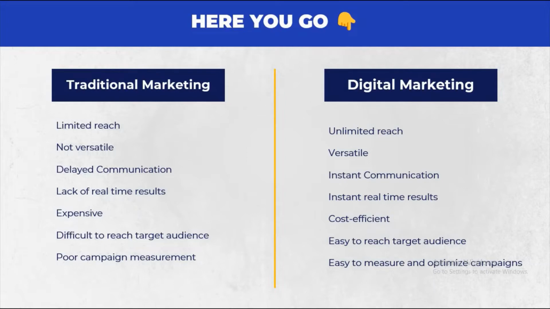And of course, traditional marketing has poor campaign measurement. You cannot really measure your campaign. Whereas in digital marketing, it is easy to measure and optimize your campaign, in the sense that when you run an ad and you see that it is not doing well, you can easily duplicate that ad and then target other people and see how far the new ad goes. Now, if the new ad is doing well, you can simply pause the old ads, or maybe remove it entirely.